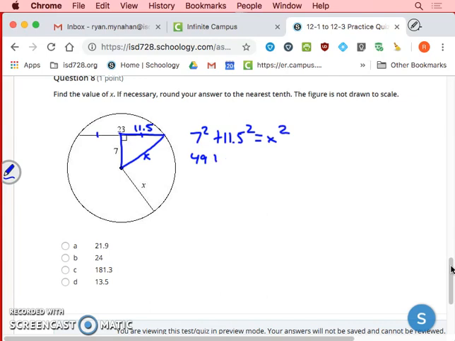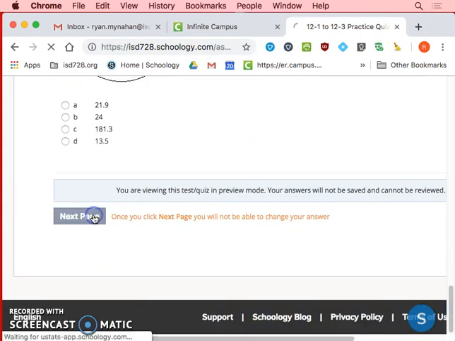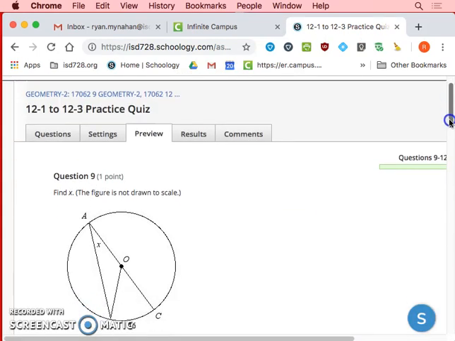So we have 49 and, oh, I'm sorry, I just have the total here. 49 plus 11.5 squared is 181.25. We're going to take the square root of that, and we get about 13.4, rounding up to 13.5 for our answer. That could be some things that you could see as far as chords. And then 12.3 was all about inscribed angles. So angles that are half as many degrees as the arcs.